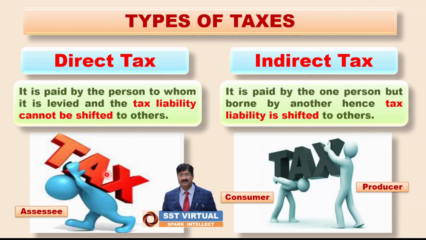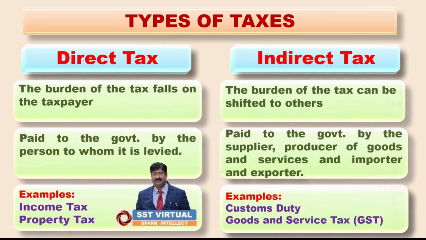You can see the image. In this image, the person is carrying the tax. That means he is bearing the burden, called as SSE in case of direct taxes. Whereas in case of indirect taxes, the producer or supplier transfers the tax burden on the consumer. This is the division between direct taxes and indirect taxes.